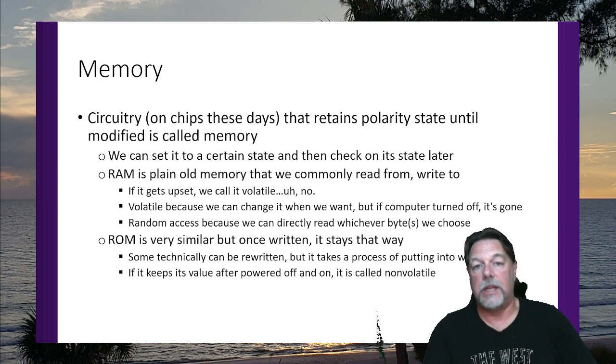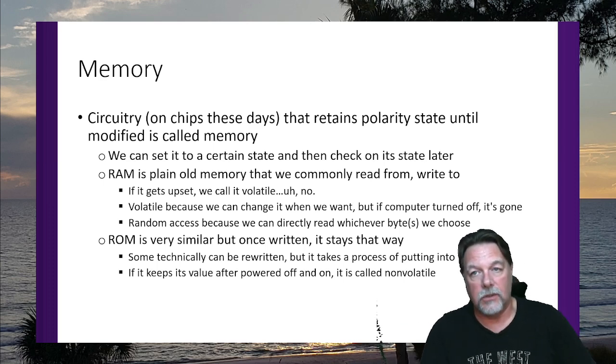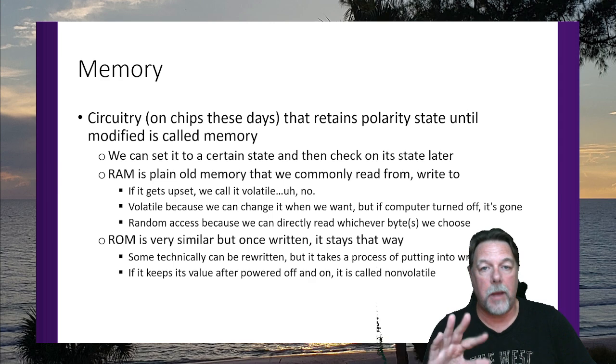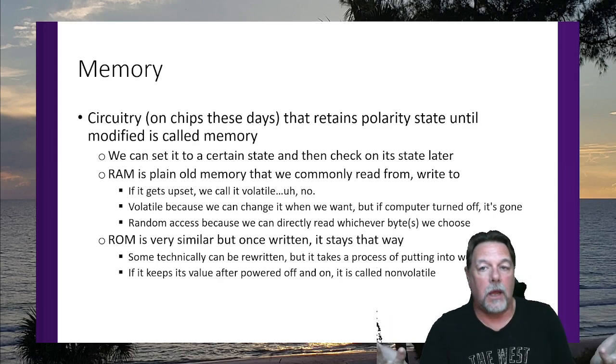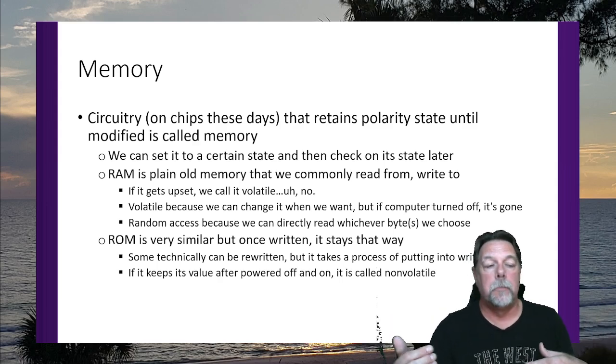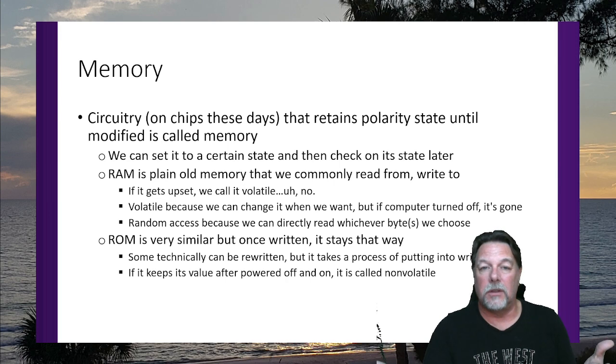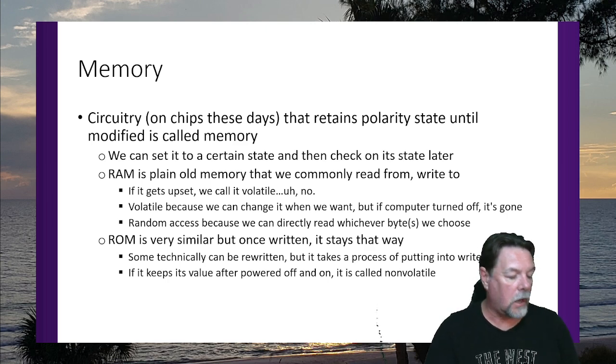If I change the state, again I can come back and check it, and now it has the changed state, and I can go back and forth on that all I want to. That memory, that's what we call memory, that kind of a circuit. And there's this term called volatile. If I have memory that is volatile, that means if I turn the power off, it loses all of its state and I can't rely on what state it's in anymore.